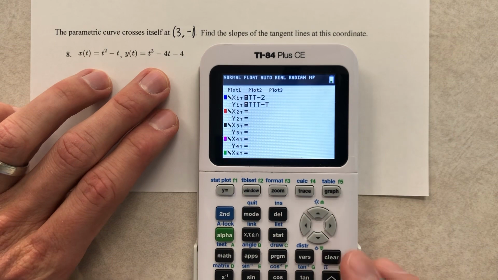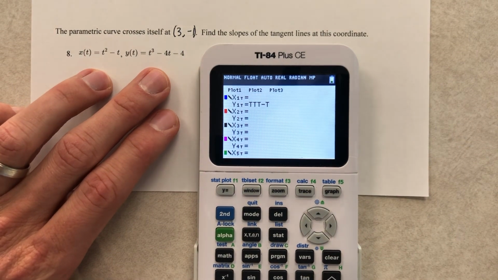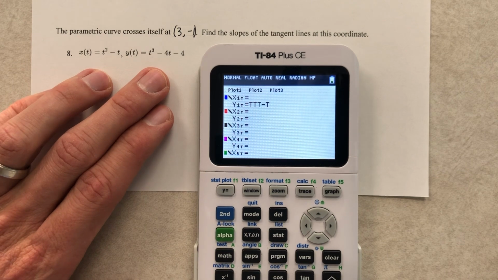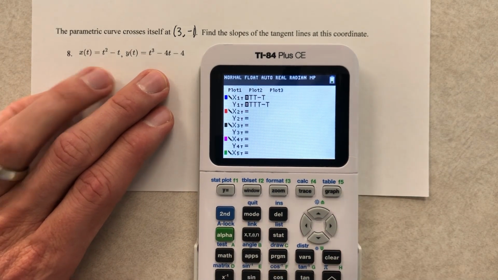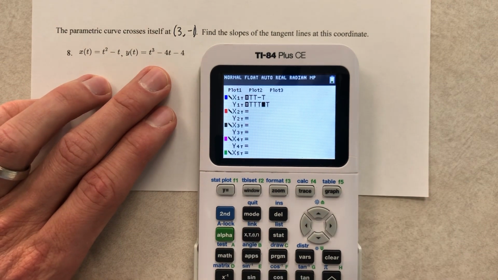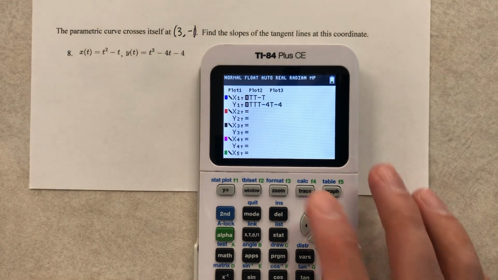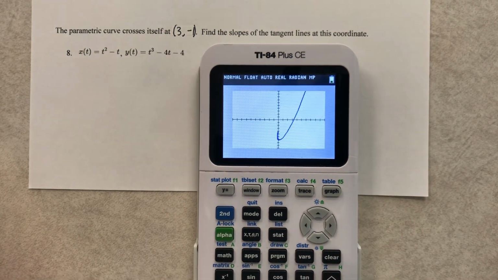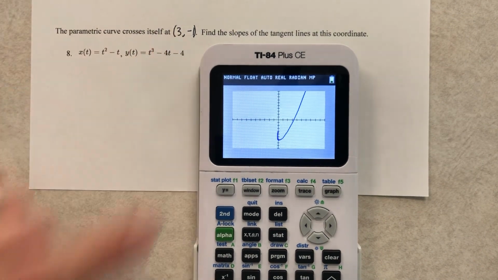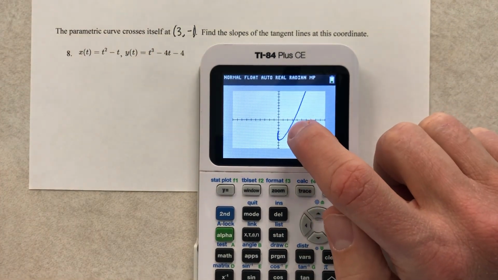We're going to press y equals, which really takes us to the parametric equivalent of y equals, which is x sub t equals and y of t equals. And t squared minus t, and t cubed minus 4t minus 4. And we're going to press zoom standard. I'm doing this to prove a point. And there it is. All right, so we do not see (3, -1) where it loops and touches itself.